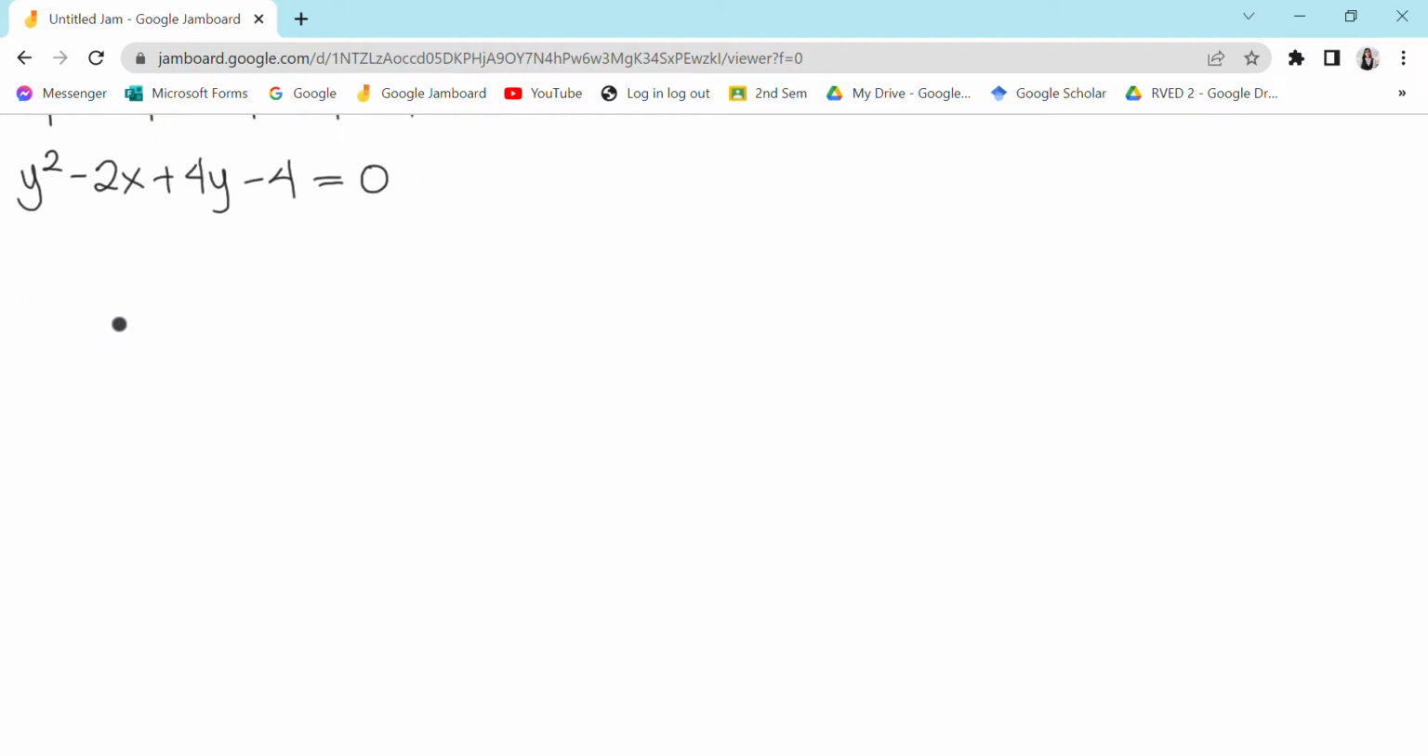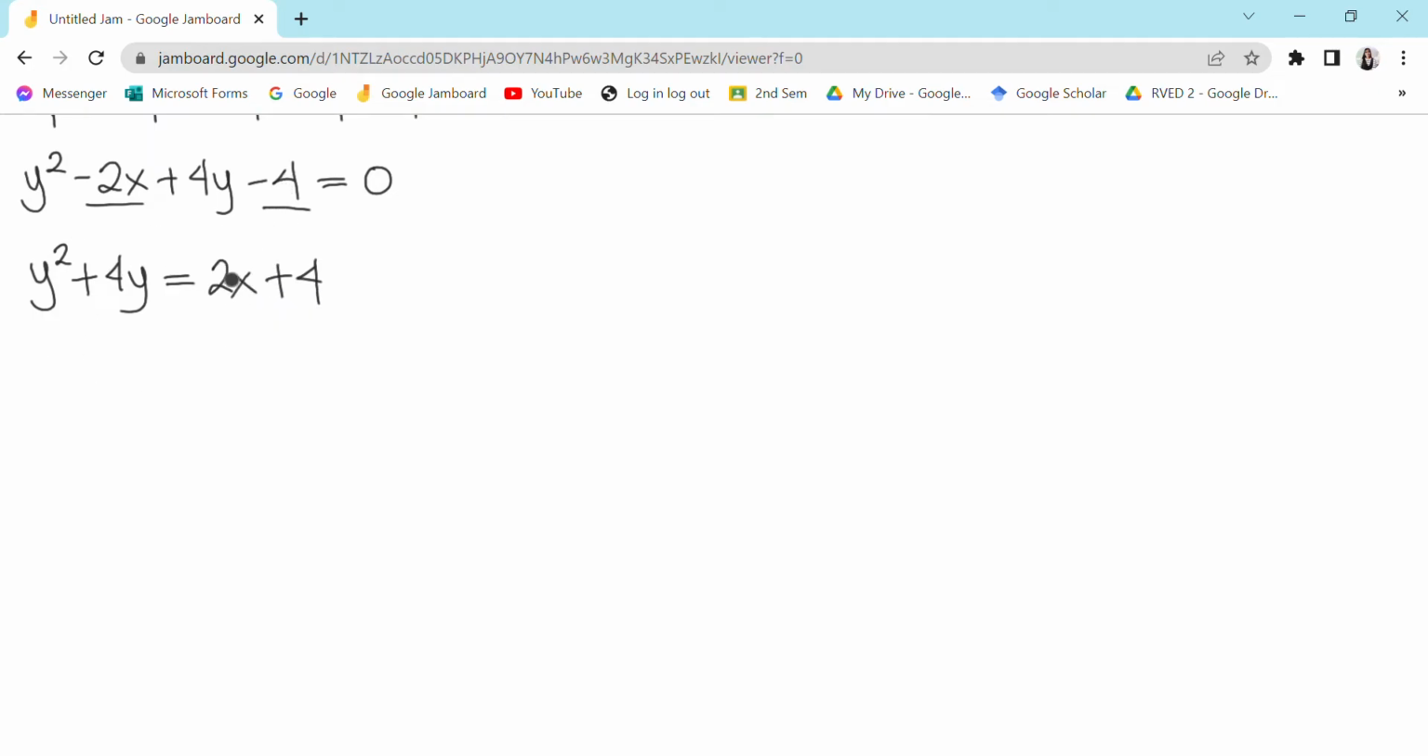So, since our goal is to make this in the standard form of a parabola, the quadratic term, the term that has the square, will be left on the left side. And then the rest of the terms, together with the like term, so if y is squared, we leave y with it. Then the rest of the terms will be transposed to the other side. So we have here y squared plus 4y, and then the negative 2x and negative 4 will be transposed. That will be positive 2x and positive 4.